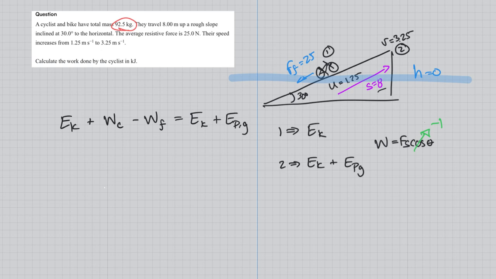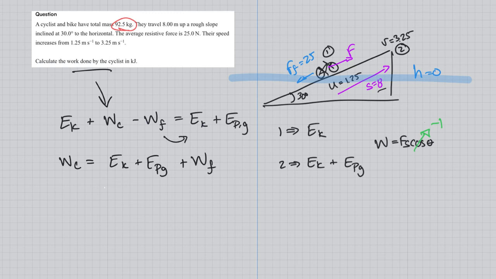I forgot to say this: the cyclist is applying some force upwards to propel them forward. That's the work done that's going to move them upwards, and their angle is going to be zero, so that's going to be positive work. So we actually have two works in this scenario. Writing out my equation then, we are trying to solve for the work done by the cyclist. So I'm going to rewrite this as work done by the cyclist equals kinetic energy plus potential energy at the top plus the work done by friction.